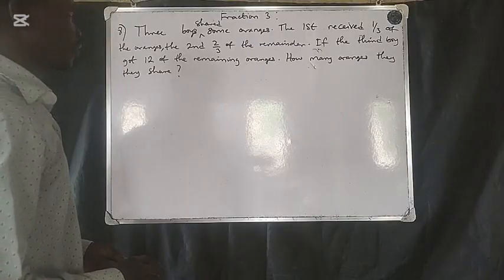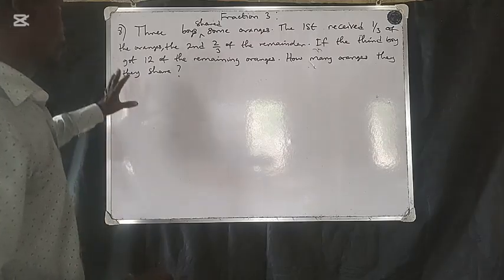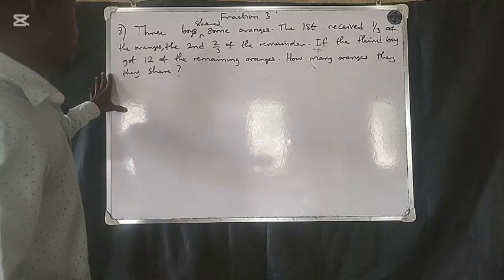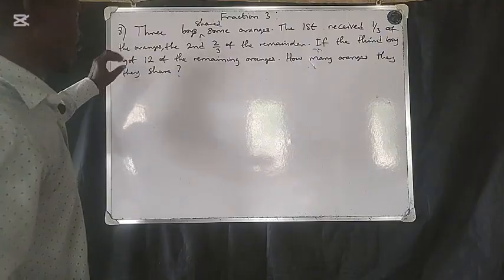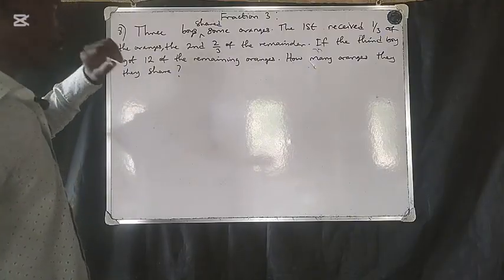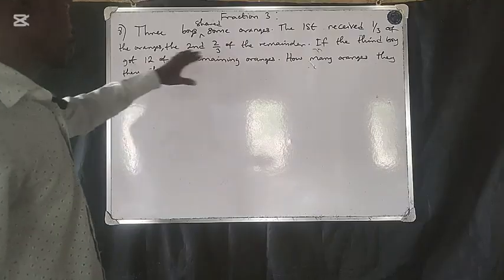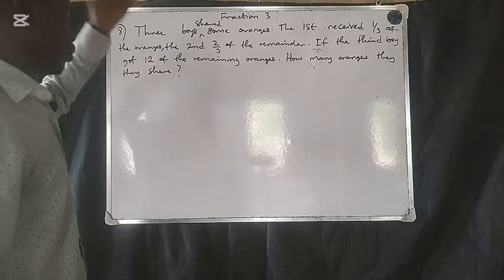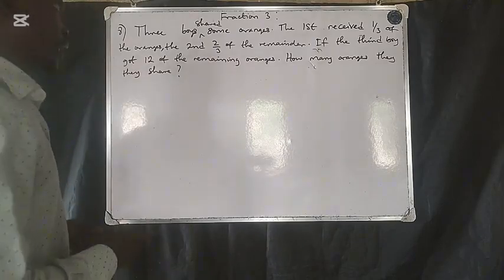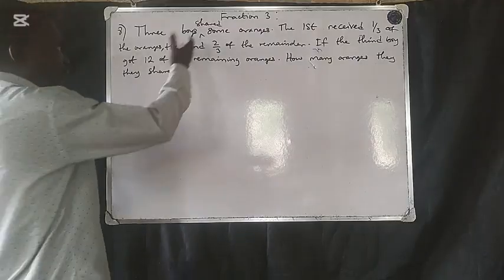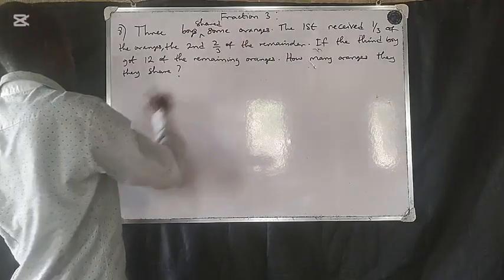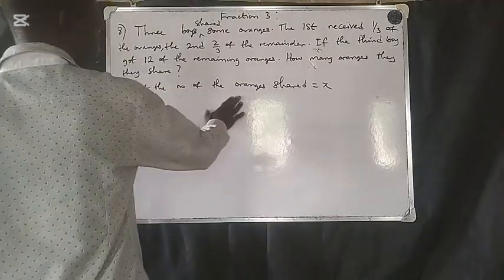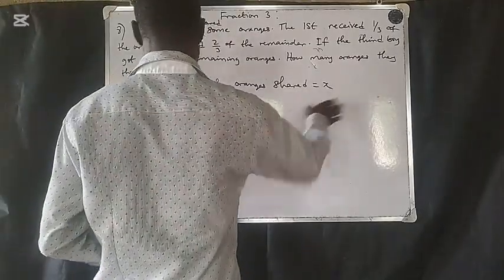So this information is vital. We don't know any number of the first and second boy, but we know the number of the third boy. The third boy got 12 of the remaining. But let's start from the first person. The number of the oranges shared, we don't know, some oranges. Let the number of the oranges shared equal x.